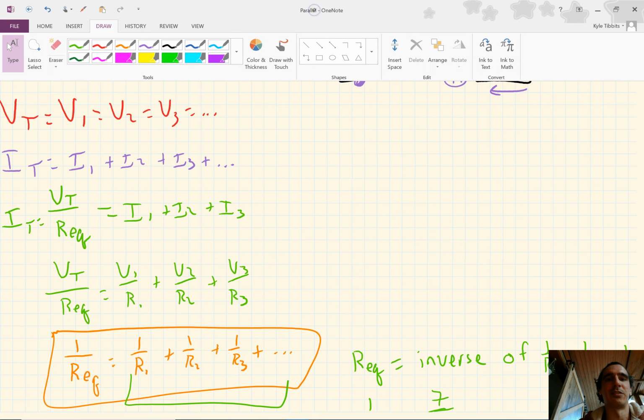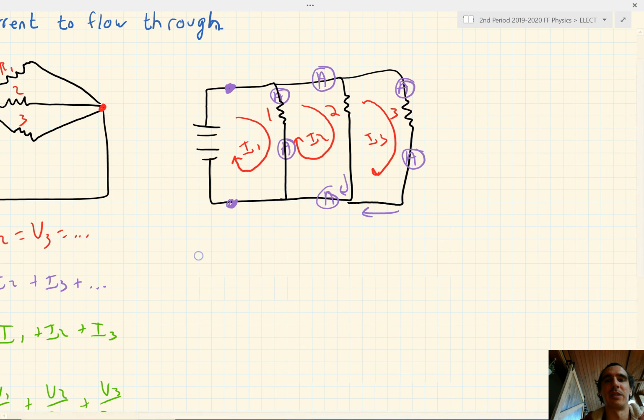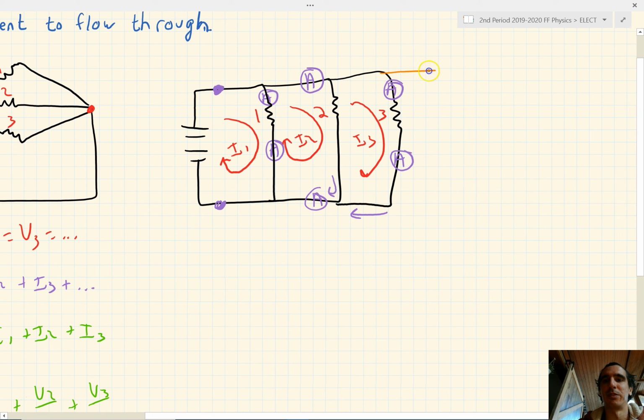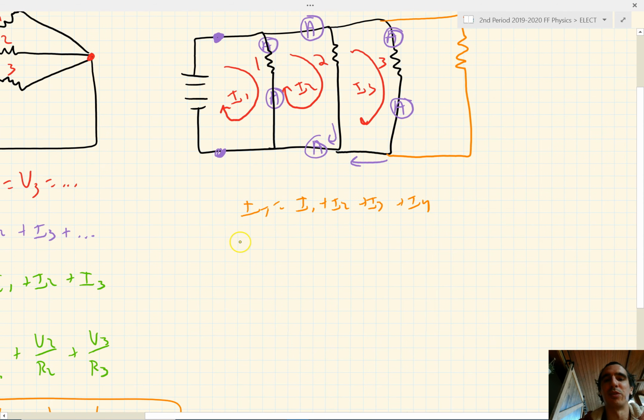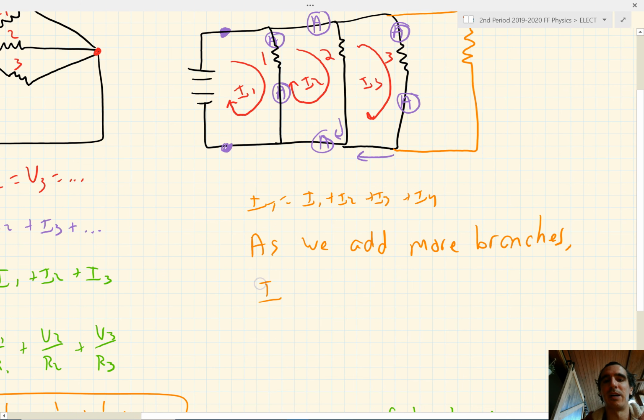What's interesting about a parallel circuit is if we go back up and look at our parallel diagram, we know that if we were to add another branch, a 4th resistor, what we're doing is we're adding more current. So the sum of the currents is now going to equal I1 plus I2 plus I3 plus I4. So as we add more branches in parallel, the total current is going to increase. So I total is going to increase.